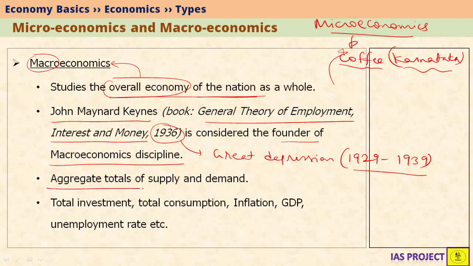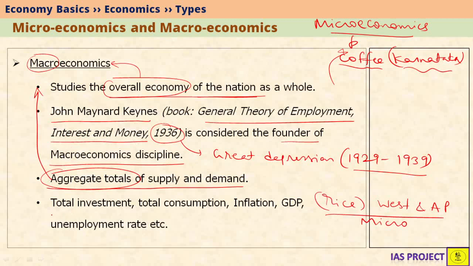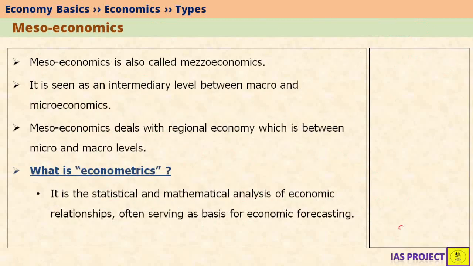Macroeconomics studies aggregate totals of supply and demand. What do we mean by aggregate totals? Totals at the highest level of the economy. For example, food supply and demand at the all-India level is a topic of discussion in macroeconomics. Macroeconomics deals with aspects like total investment, total consumption, inflation at the country level, GDP, unemployment rate, etc. So microeconomics deals with the lowest-level aspects of economics, like individuals and households, and macroeconomics deals with the entire national level.